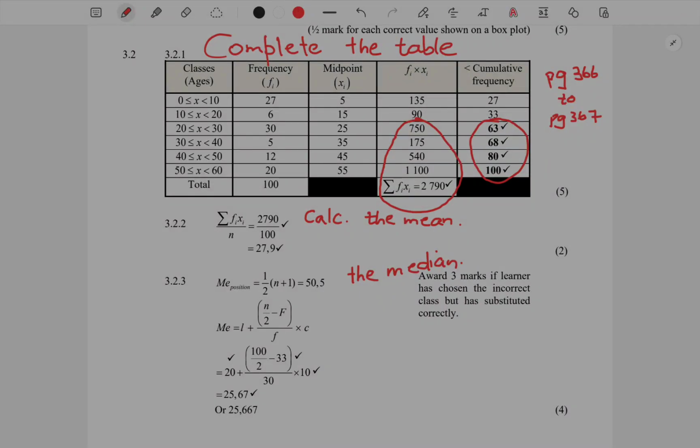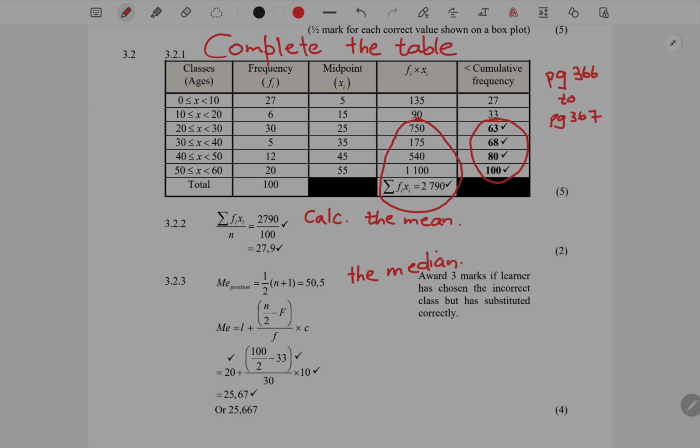Hello students, and now I'm going to explain the question based on the group data of data handling. So the question 3.2.1 says complete the table.